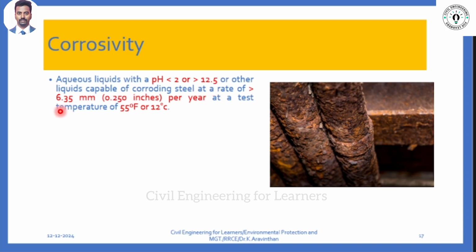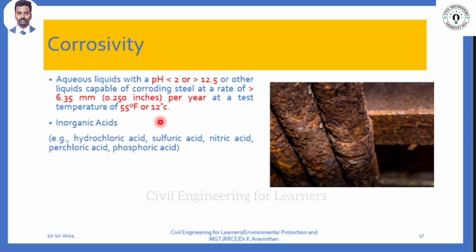What happens? It might corrode metals at a rate of 6.35 mm per year. The material will slowly deteriorate. So this is one of the characters. A temperature of around 12 degrees centigrade is enough. What are the things that corrode? Hydrochloric acid, sulfuric acid, nitric acid. These are all strong acids which have a pH of less than 2. This causes this kind of corrosion.